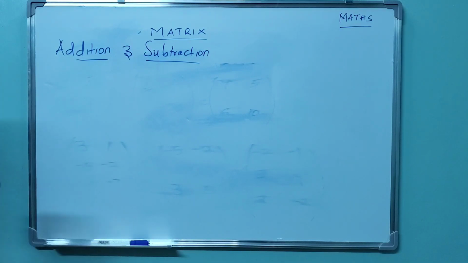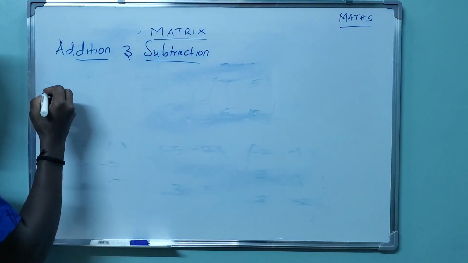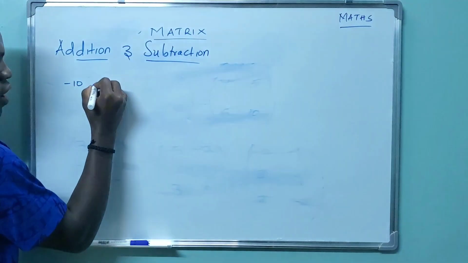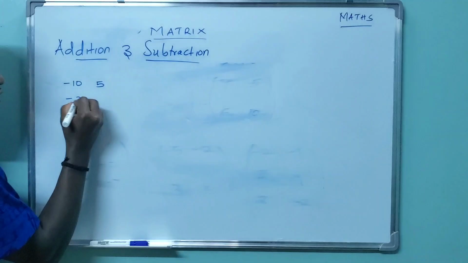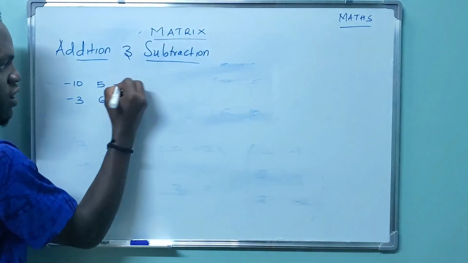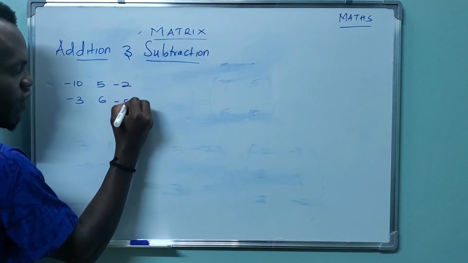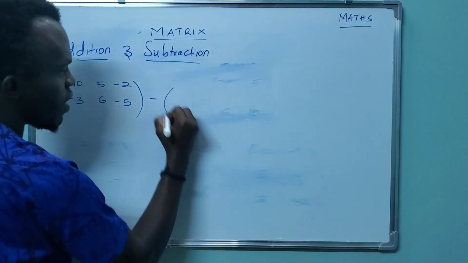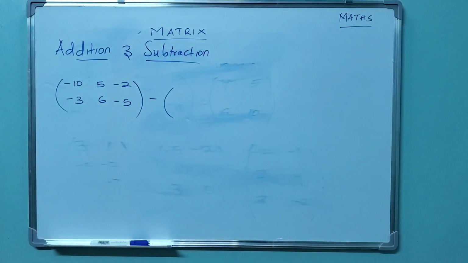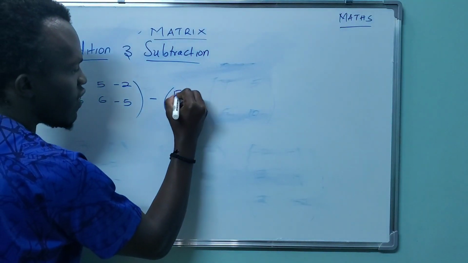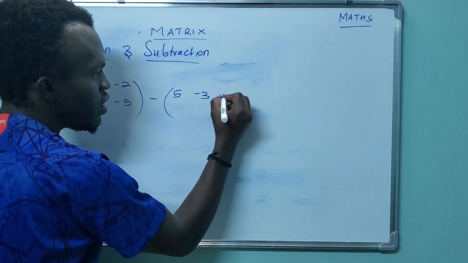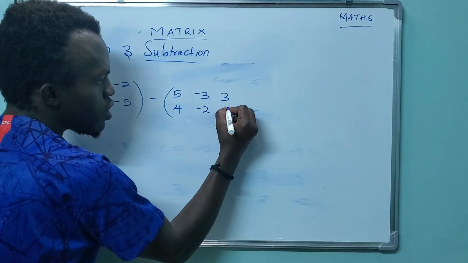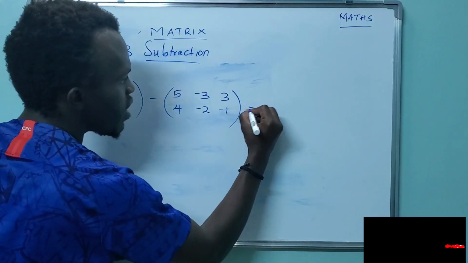For subtraction, let's say for instance I have a matrix like negative 10, 5, negative 3, 6, maybe negative 2, negative 5. Subtract another matrix. Maybe we have a matrix like 5, negative 3, 3, 4, negative 2, negative 1. What am I going to have?